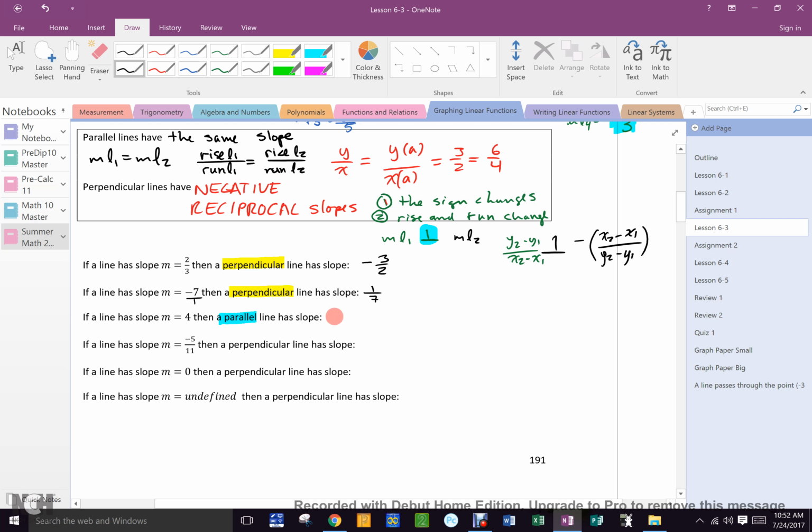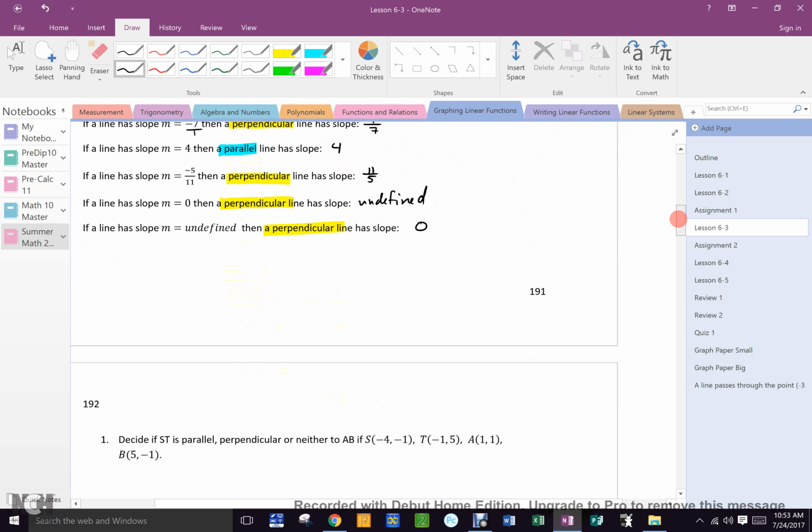If it's 4 and it's perpendicular, negative 1/4. If it's -5/11 and it's perpendicular, it's 11/5. Change the sign and flip it. Whenever you flip a negative fraction, the negative goes to the bottom. If it's 0, what's perpendicular? It's undefined. And if it's undefined, what's perpendicular? 0. All right.